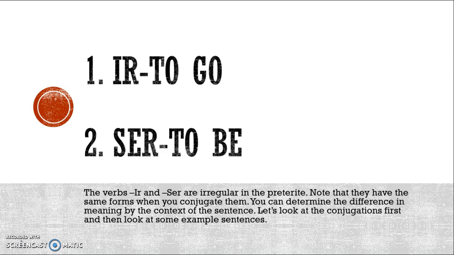Here we go. The first two verbs that I want you to know how to conjugate in the past tense for the preterite is ir, which means to go, the Dora the Explorer verb, and ser, obviously to be. That's the very first verb we were ever introduced to. Now, both of these verbs are irregular verbs, and they're irregular in the preterite tense as well, so both present and preterite tense. I want you to note that they have the same forms when you conjugate them. So you can determine the difference in meaning by the context of the sentence. So let's first look at the conjugations, and then we can look at some example sentences in order for you to tell which one means what in the given context.